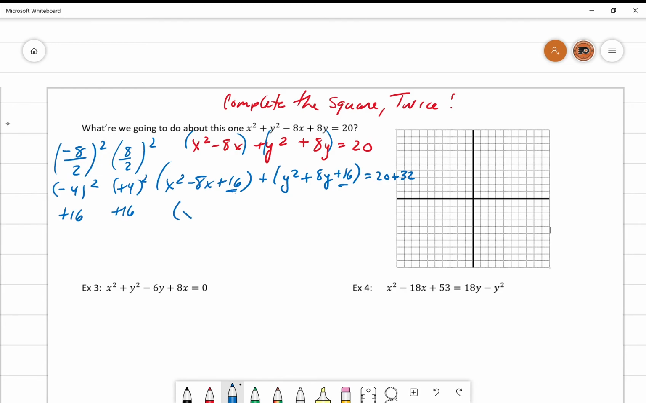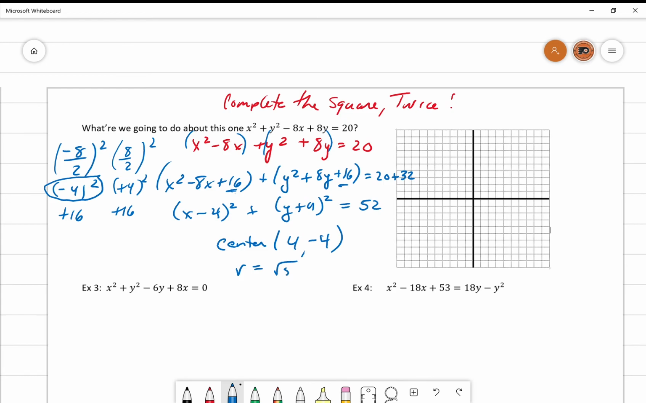I'm going to factor each of these. And if you remember your factoring hints for x, it's right there where I circled. It's x minus 4 squared. And for the y's, it will be y plus 4 squared. And I get 52. So my center is at +4 and -4. And my radius is the square root of 52. Which, if you simplify it, is 2 root 13, which ends up equaling roughly 7.2.